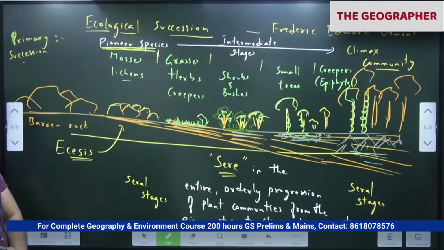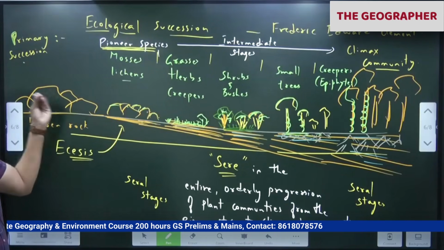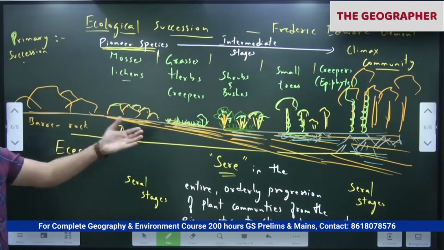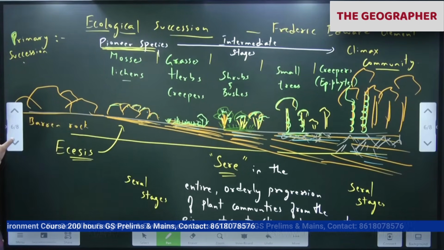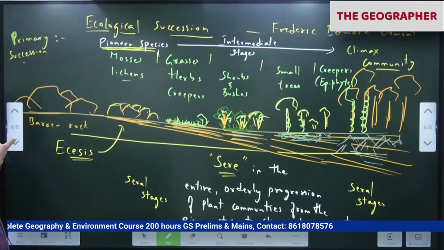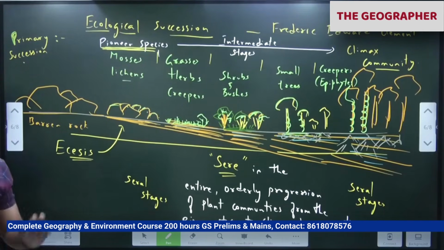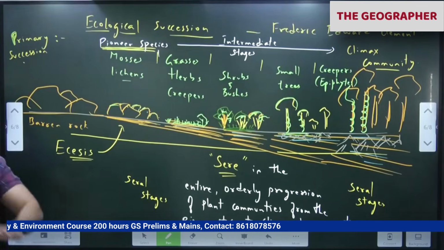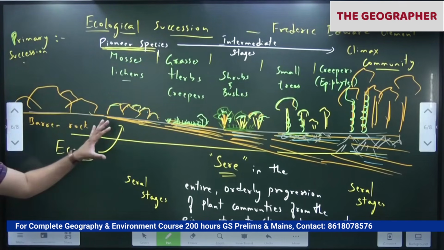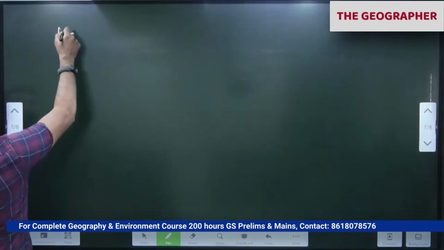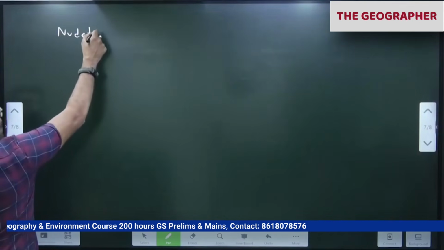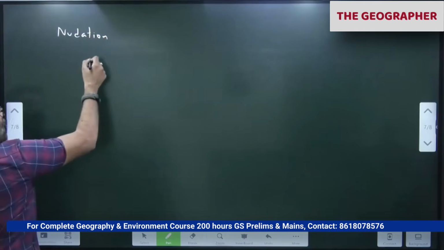For any place to have this kind of ecological succession, first it will start with the barren surface. We use the term nudation in ecology. Nude surface means nothing is there initially. Nothing is present. Such a stage is called nudation. Nudation is the first. After that, what happens slowly?